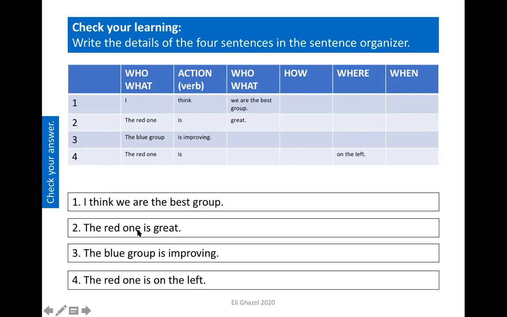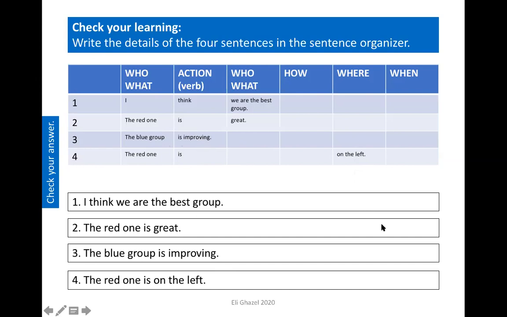Number two, the red one is great. The blue group is improving. Improving is not an adjective here. Improving is part of the verb. It is talking about what the blue group is doing. This is what is the blue group doing? It is improving. But if we say the blue group is fantastic, then fantastic would come here. The red one is where? On the left. Got it?